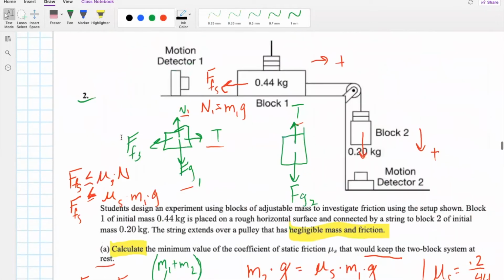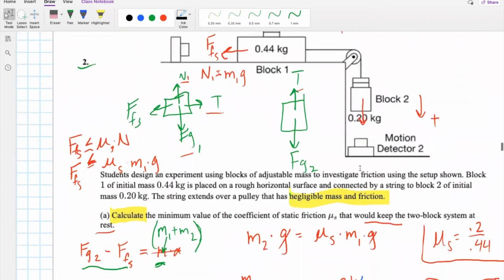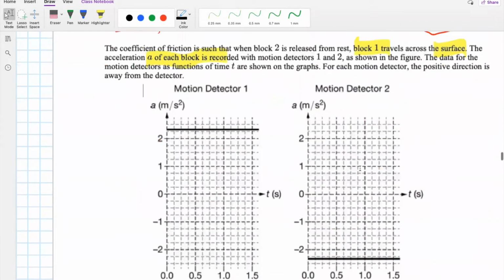But I also want us to reference, okay, how are these motion detectors set up? Well, motion detector 1 is recording the motion of block 1 as it moves away. And motion detector 2 will be recording the motion of block 2 as it moves towards it. So let's go ahead and see here. So the data for the motion detectors as functions of time, t, are shown on the graphs for each motion detector. The positive direction is away from the detector.